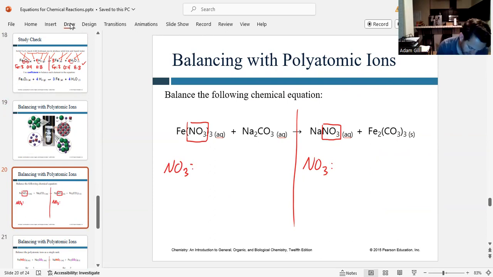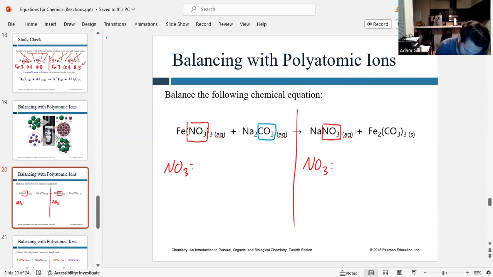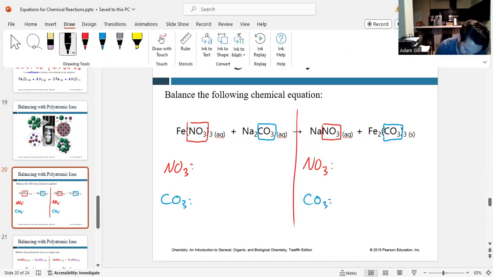And similarly, we have a carbonate, CO3, on the left and a carbonate on the right. The carbonate didn't break apart, so I'm going to treat it as one thing. And we also have iron and sodium.